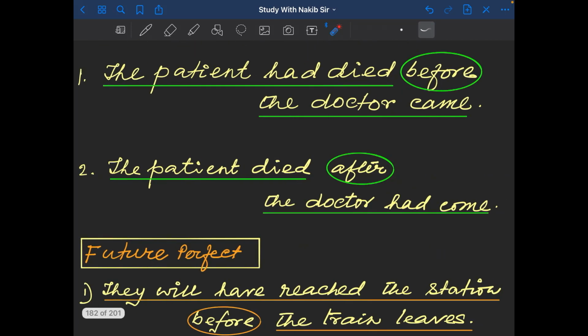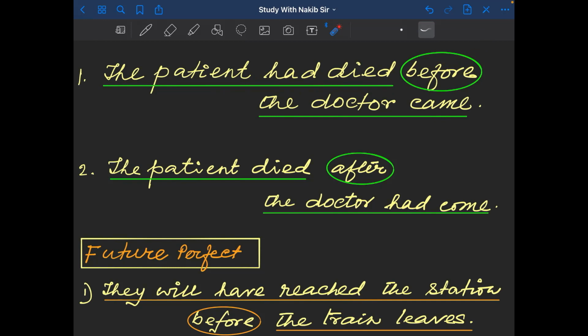Okay, see the example. The patient had died, past perfect tense structure. The patient had died, more past, before. For this the past perfect tense is used before. So the patient had died before the doctor came. This is less past and this is more past. The sentence has one conjunction, before, in between two clauses, so use the past perfect tense before the conjunction before and past indefinite tense after it. So you will say, the patient had died before the doctor came.